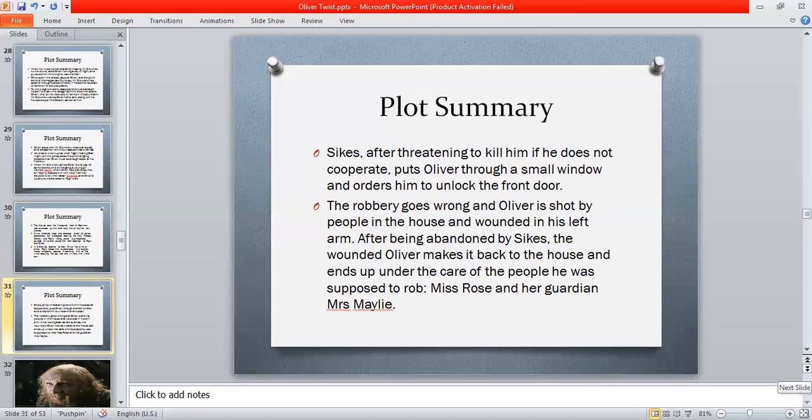Sykes, after threatening to kill him if he doesn't cooperate, puts Oliver through a small window and orders him to unlock the front door in order to enter the house and steal. The robbery goes wrong, and Oliver is shot by people in the house and wounded in his left arm. After being abandoned by Sykes, the wounded Oliver makes it back to the house and ends up under the care of the people he was supposed to rob, Miss Rose and her guardian, Mrs. Maylie.